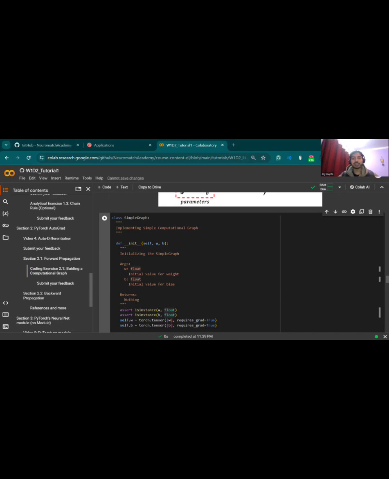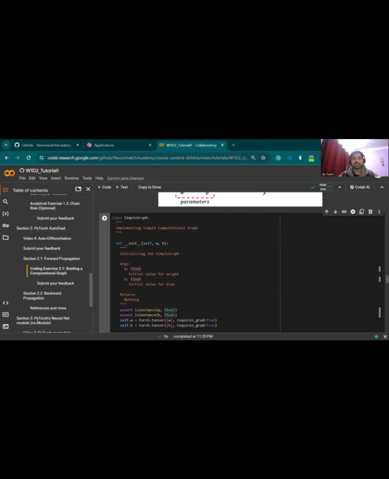Now let's jump into the coding section where we will be building a simple computational graph using forward propagation and calculating the mean squared error loss function. So here you can see that we have a class called SimpleGraph. This class implements a simple computational graph. It represents a basic neural network with a single neuron.